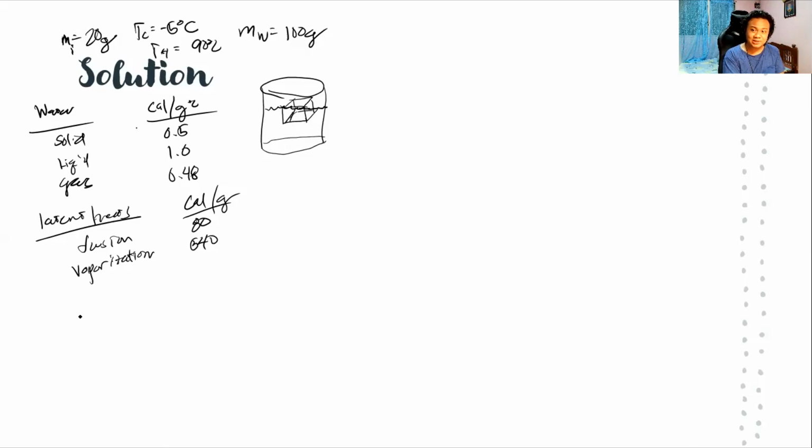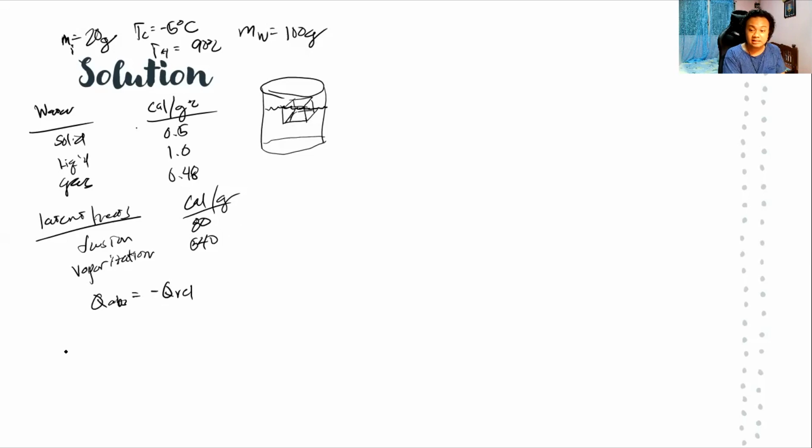So how do we go about that? So we have to have an energy balance or heat balance, diba? So the heat absorbed is equal to the heat released. So I've put a negative sign here to indicate that the heat was released, or it's an exothermic process, diba?